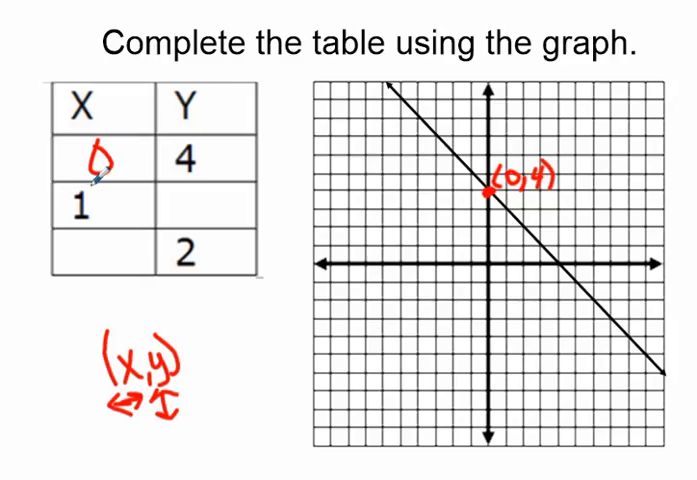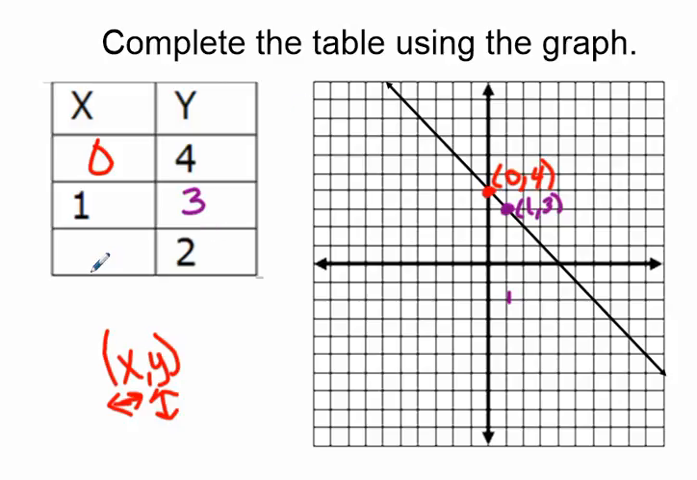The next point asks us to find the y-coordinate when x is 1. So I'm going to move along the x-axis to where x is 1, and then look anywhere up and down that point, or that line, until I find the point where x would be 1. And here, it is (1, 3). So I'm going to fill in a 3 in my table.